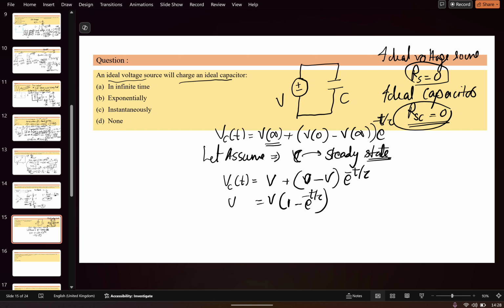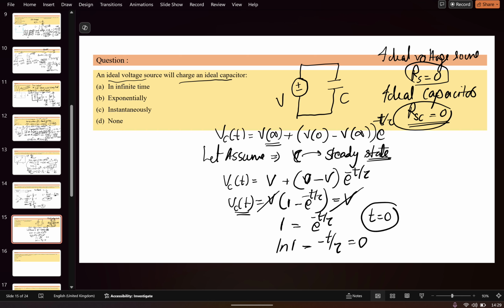Got it? What I'm saying is, the capacitor voltage will become exactly equal to V in what amount of time? Let's subtract it: 1 will become equal to minus V t by tau. Just take the ln: ln 1 is equal to 1 minus t by tau. So ln 1 will be equal to 0, so t is equal to 0. It means that it will charge the capacitor instantaneously, because there is no voltage drop or no resistor in between. So this ideal capacitor charges instantaneously, t equal to 0.